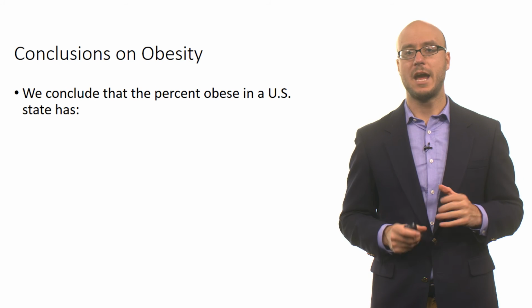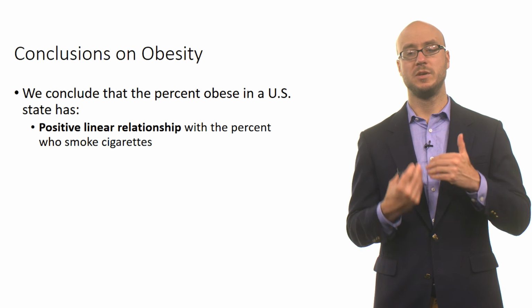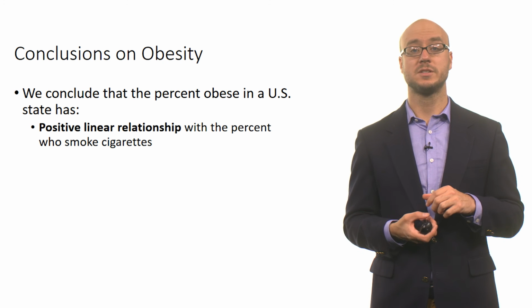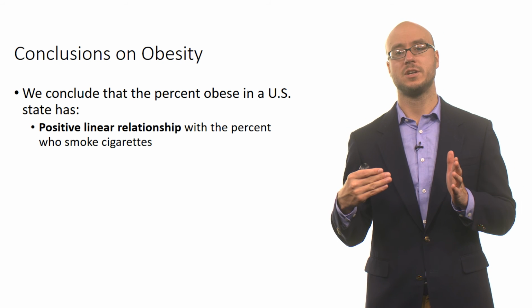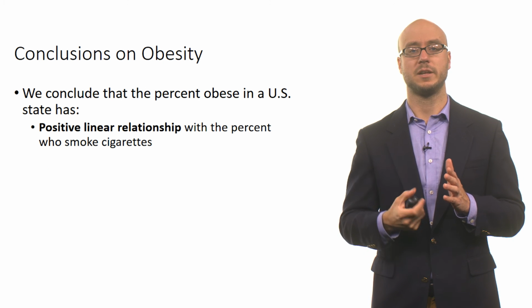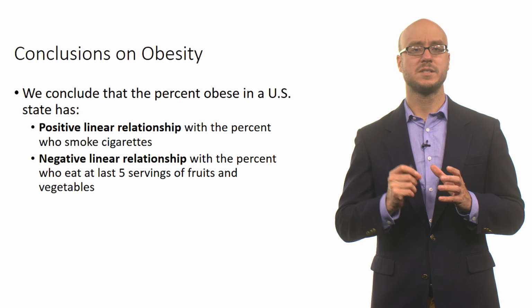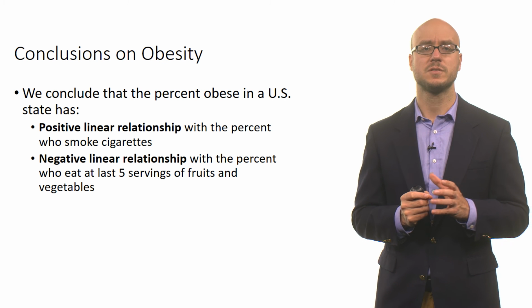So at this point, just based on scatter plots, we can start coming to conclusions about obesity and relationships between one numerical variable and a set of numerical variables. So based on scatter plots alone, we can say that there's a general positive linear relationship between the percent obese and the percent who smoke cigarettes. So the greater the percentage of people who smoke cigarettes, the greater the percent obese in particular states. We can say that there's a negative linear relationship with the percent obese and the percent who eat at least 5 servings of fruits and vegetables.